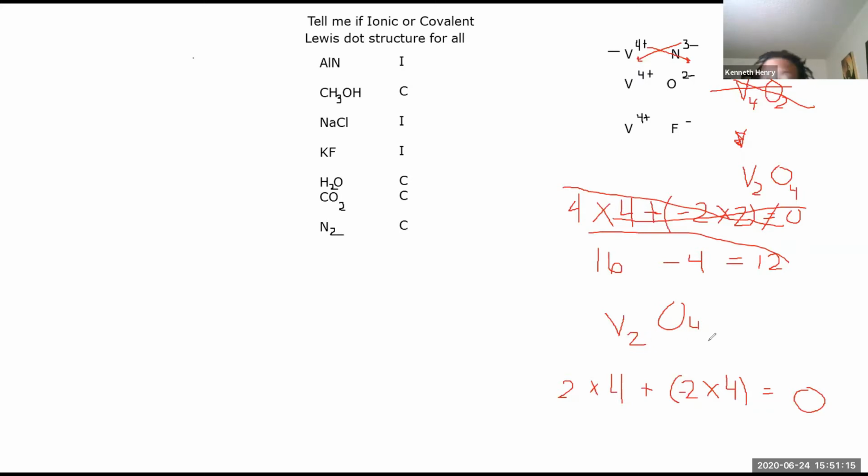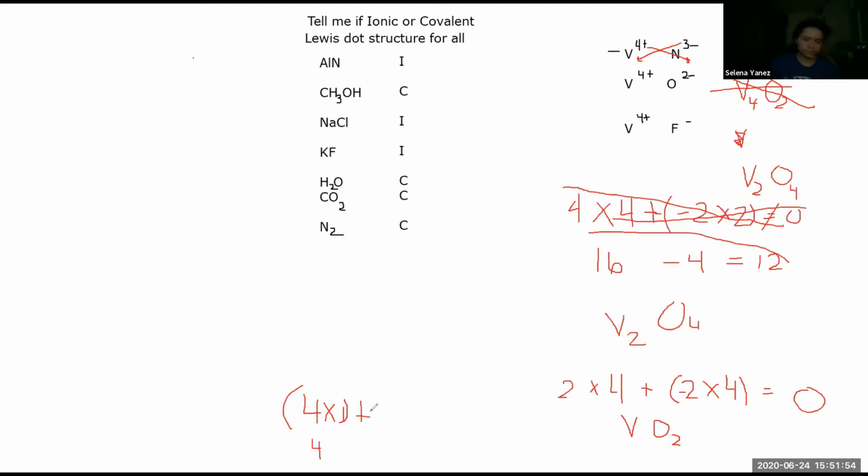If I can divide 2 into 4, how many V's? 2 divided by 2 is what? 1. 2 divided by 4 is what? 2. So VO2. So let's do that math. So V is 4. So 4 times 1. 4 times 1 is what? 4. Okay. And then over here we have -2 times 2.